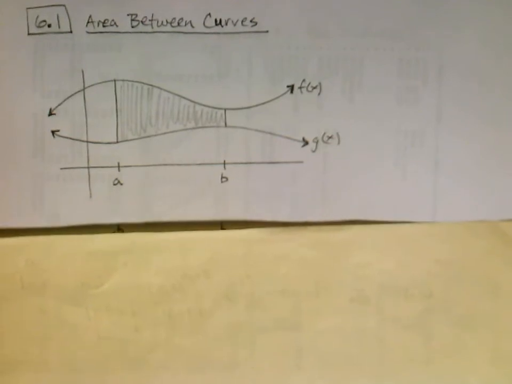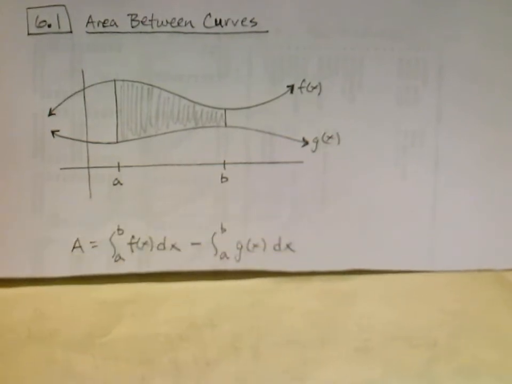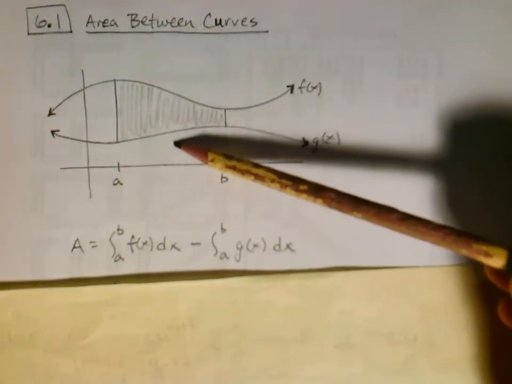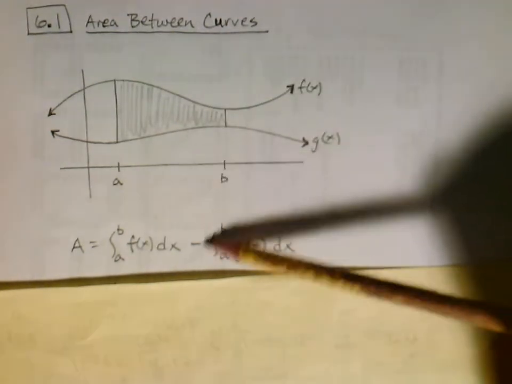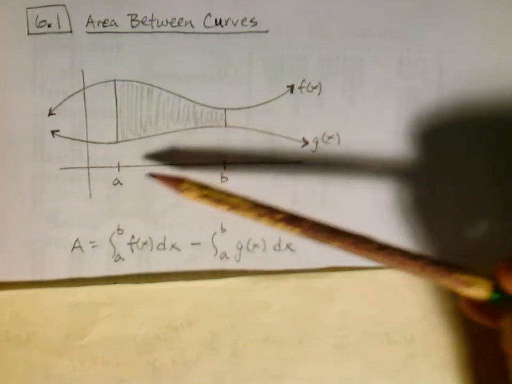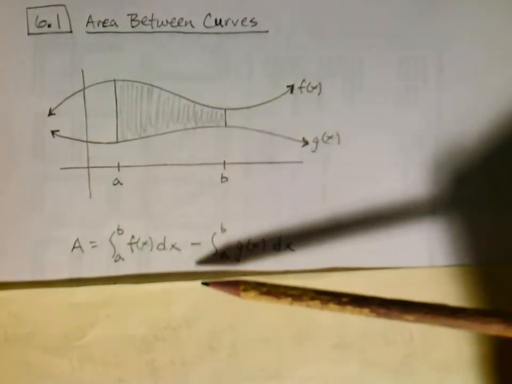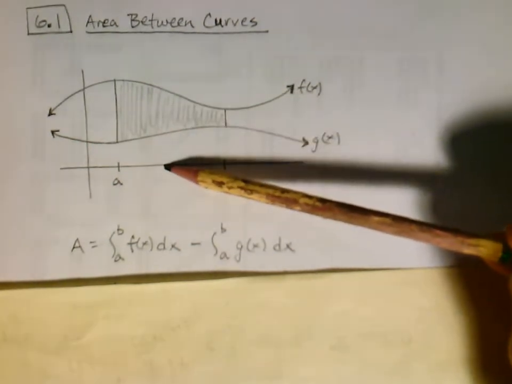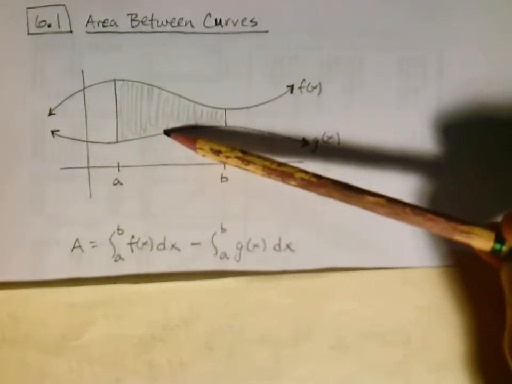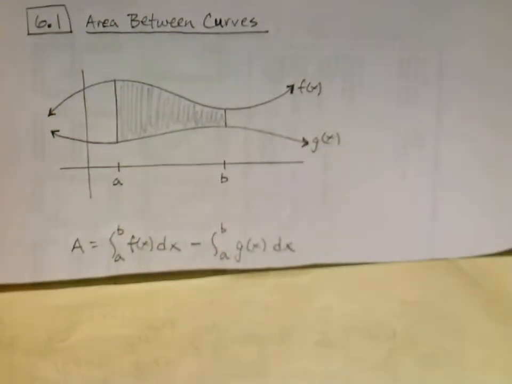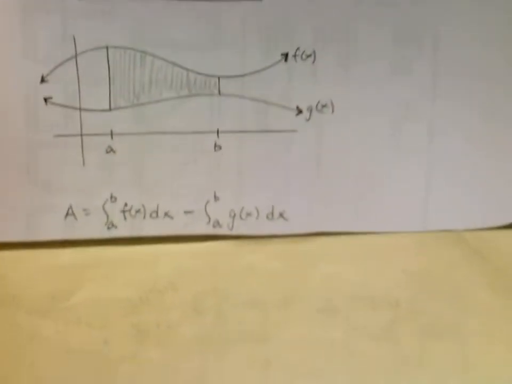So, well, let's think. Couldn't we find all of the area under f of x from a to b, then find all of the area beneath g of x from a to b, and then subtract? If I find all the area all the way down the x-axis under f of x, and then I subtract the area under g of x, wouldn't I be left with just the portion in between? I would. Okay, so that's exactly what we're going to do.